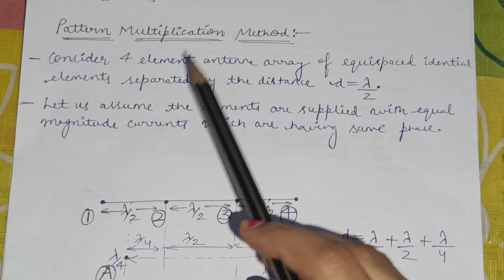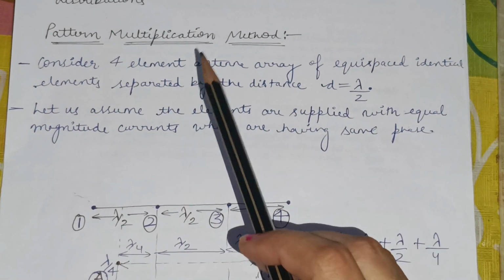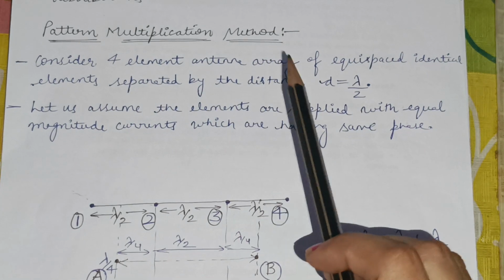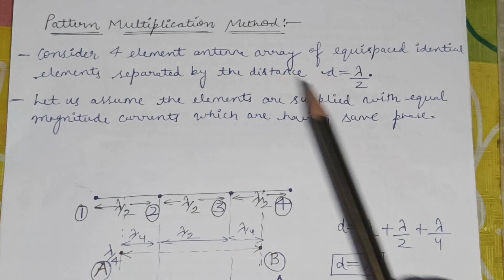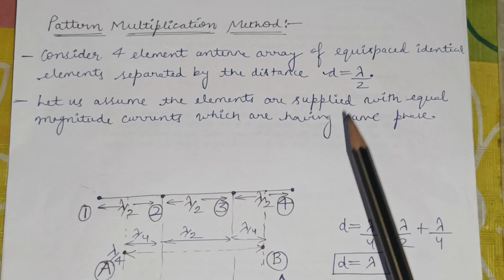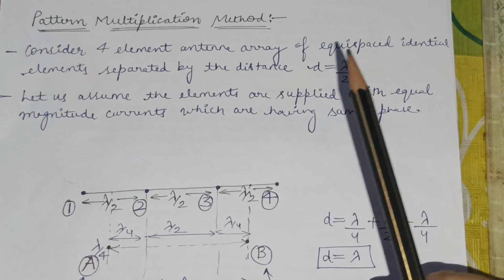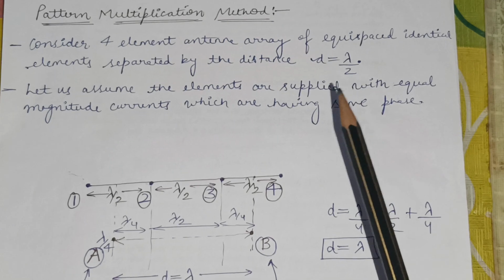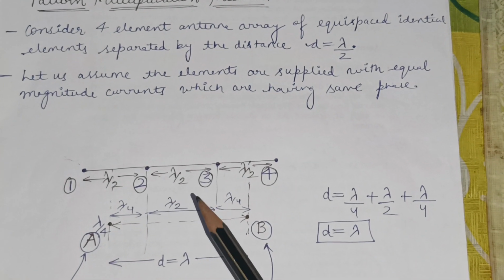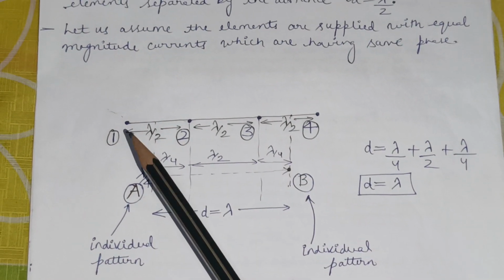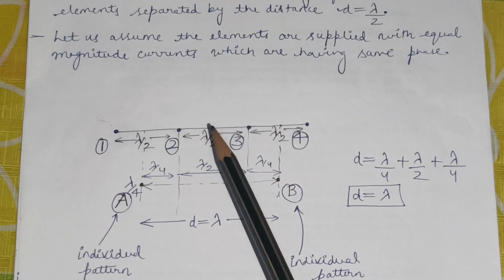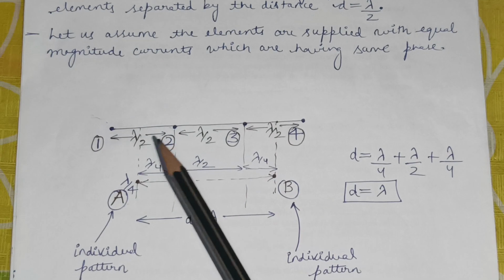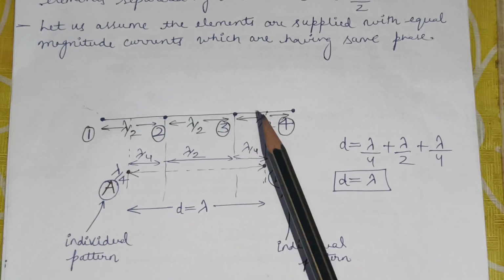Hello, so today we want to synthesize the pattern of a 4 element antenna array that is fed with currents of equal magnitude and same phase, and the distance with which they are separated is equal, and it is given by lambda by 2. So here you can see the 4 element antenna array, elements 1 2 3 4, separated by a distance d is equal to lambda by 2.